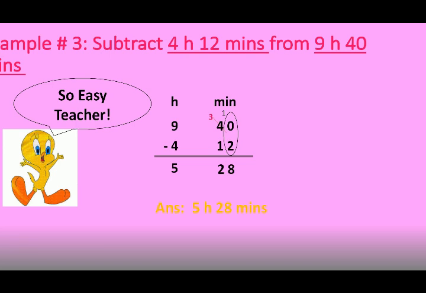10 minus 2 is 8 and 3 minus 1 gives you 2. So now you have 28 minutes and now you move on to solve for hours. So 9 minus 4 gives you 5. So your answer is 5 hours and 28 minutes. That's so easy, students, right? It's the same as simple subtraction.